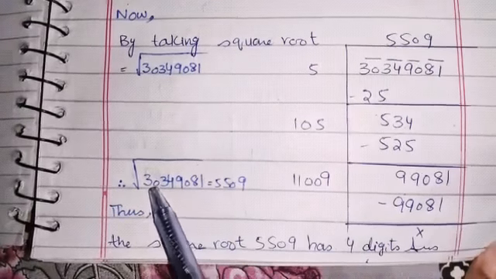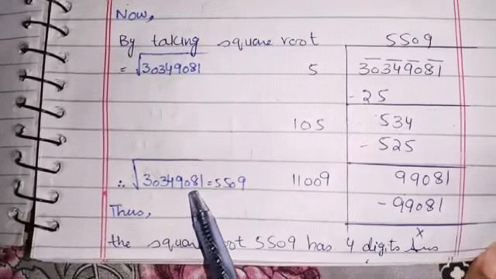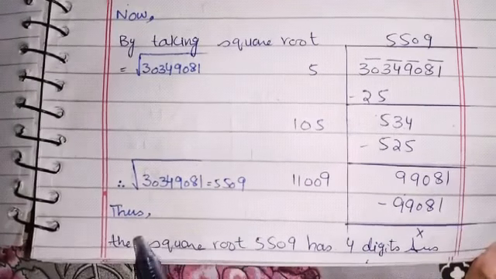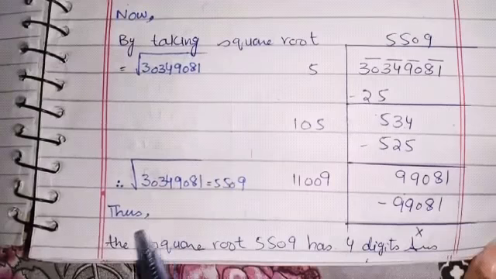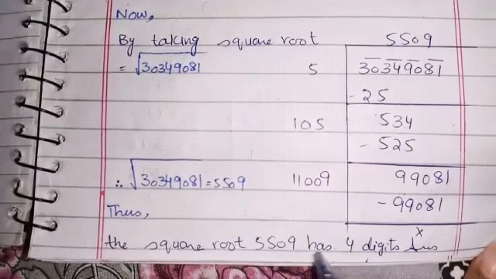So the square root of 30349081 is equal to 5509. So we will write our answer statement. Thus the square root 5509 has 4 digits, which is our answer.